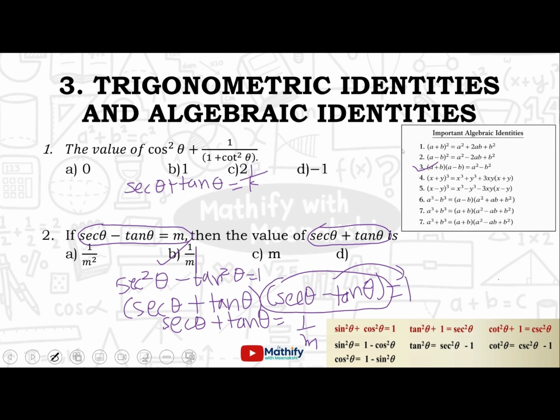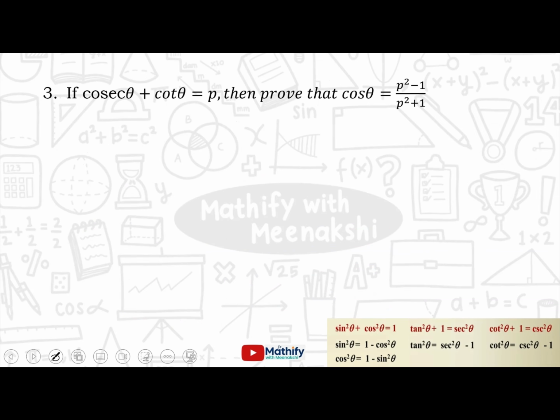Let's move to question number 3. It's given that cosec theta plus cot theta is equal to p. As I told you in question number 2, whenever cosec theta plus cot theta is given, you can always find cosec theta minus cot theta, which is the reciprocal of this value, that's 1 by p. So you will write the step in the exam: cosec square theta minus cot square theta is equal to 1. Then use the third identity and write this step.